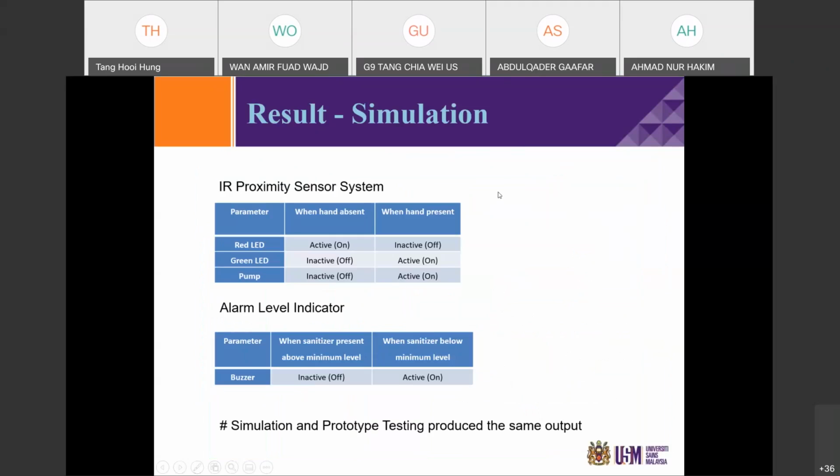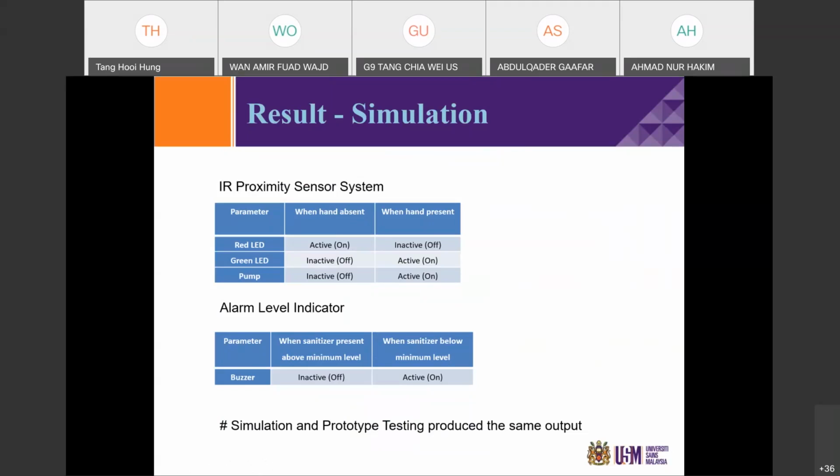The result of the simulation, we have a red LED, green LED, and a pump. For the IR proximity sensor system, when the hand is presented under the nozzle, the red light will be inactive, while both the green LED and the pump will be active, indicating that the prototype will pump the sanitizer for the user to use. The opposite will happen when the hand is not there, where the red LED is active, and the green LED and pump will be inactive, indicating that it will not function until the hand is presented back.